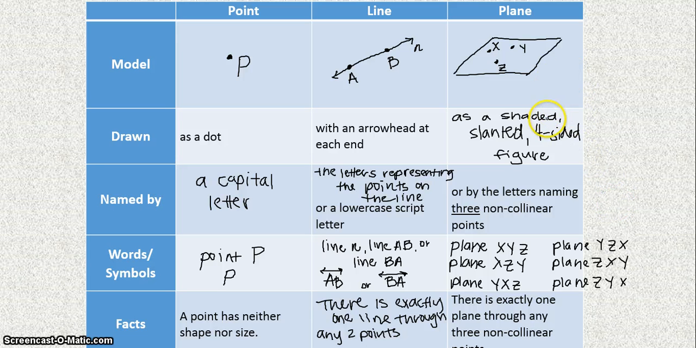Sometimes, instead of having to write out all the letters, there will be a script letter, like a T. Remember, script is like cursive. So that would be one way to name it, named by a capital script letter. That goes right here.